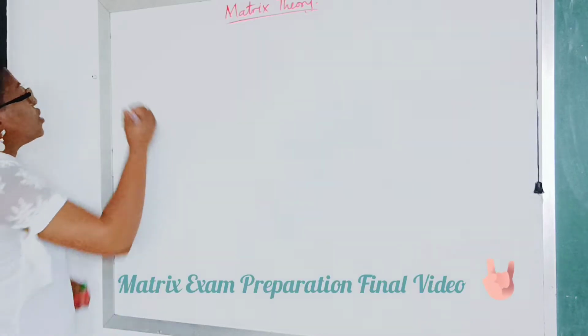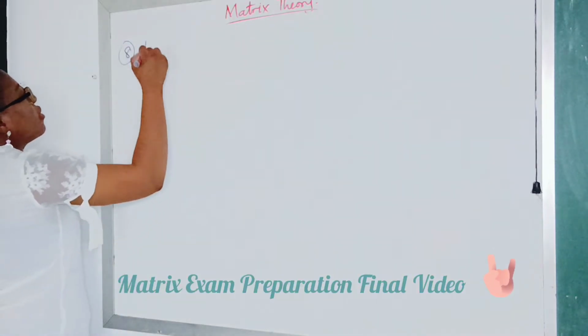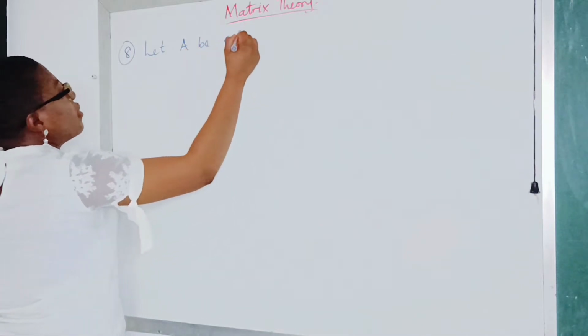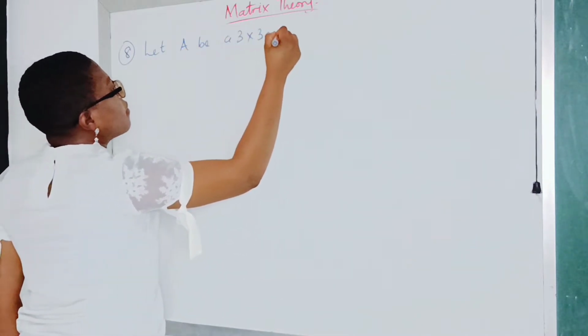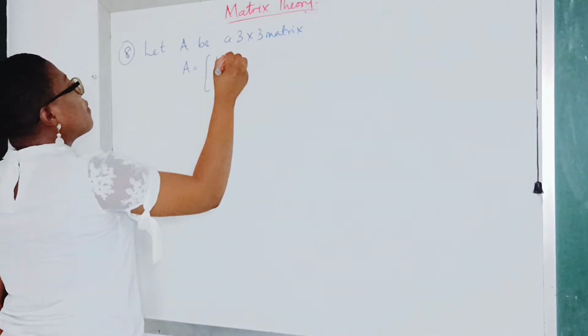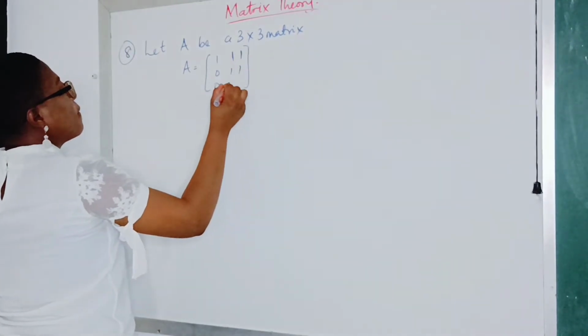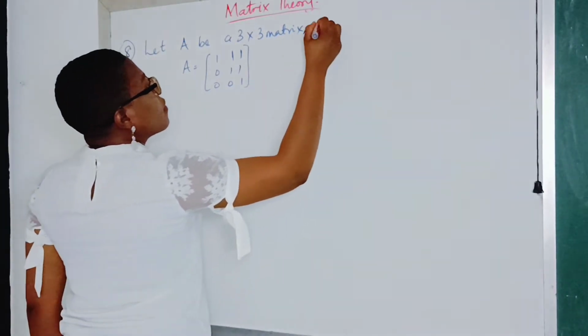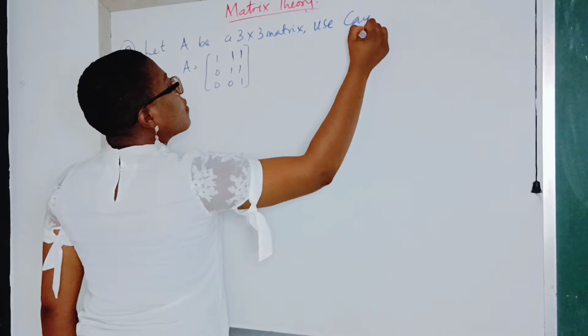Which question is this? Okay, question 8. Let A be a 3 by 3 matrix: 1, 1, 1; 0, 1, 1; 0, 0, 1. Use Cayley Hamilton theorem to compute the inverse of the matrix A.